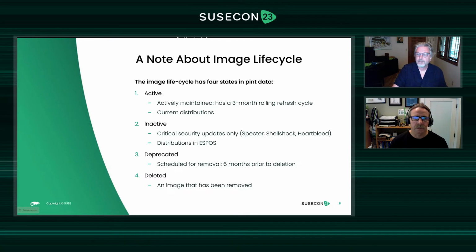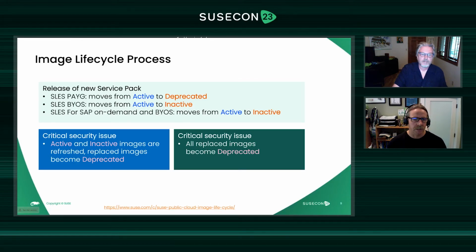And so let's cover some of the state transitions, right? So what does that actually mean, and how do we get into these various states? So as mentioned, we're just about to release, or by the time we are in Munich, have released 15 SP5. So what this means is that the pay-as-you-go images for 15 SP4 move from active to deprecated. That is because the overlap period of SUSE Linux Enterprise Server is 6 months, which matches our deprecation period. And so then after 6 months, the previous service pack is no longer actively supported.